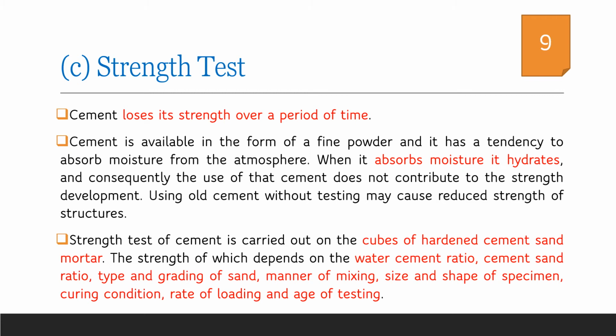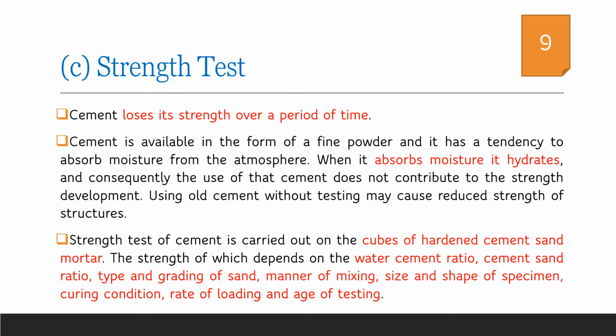As we all know, cement is stored in cement bags of 50 kilograms. It contains fine powders of the size 90 micron and lesser. If the cement powder comes in contact with the moisture in the atmosphere, there is a possibility that cement gets hydrated. Such hydrated cement cannot contribute to the strength of the concrete in which it is used.